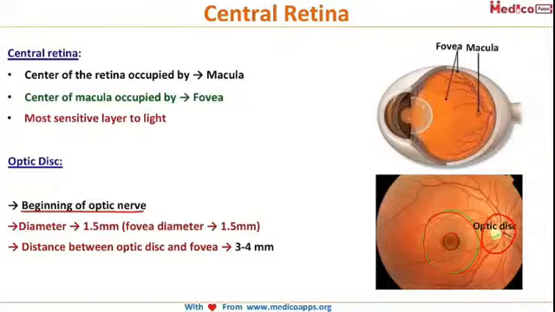The diameter of the optic disc is 1.5 millimeters. It's very important for you to remember this. You are asked frequently. Then the fovea also is 1.5 millimeters. So both the fovea and the optic disc measure about 1.5 millimeters, and the distance between these two, that is the optic disc and the fovea, is 3 to 4 millimeters.